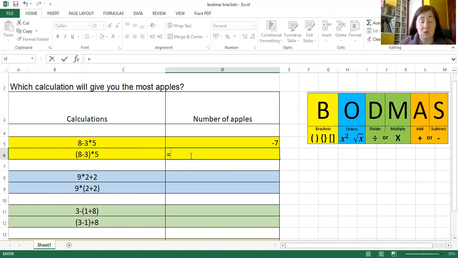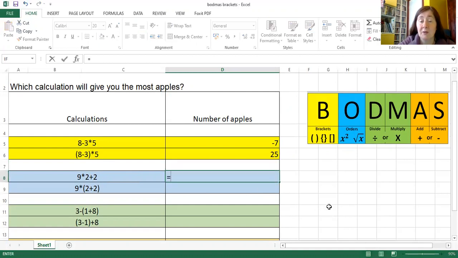Let's see the second one when the brackets are put in. So we do this calculation first, which is 8 minus 3, which gives us 5, and then we'll multiply that by the 5. And this time you can see that we get an answer of 25. So although we're using the same numbers and we're also using the same operators, we end up with a completely different result.